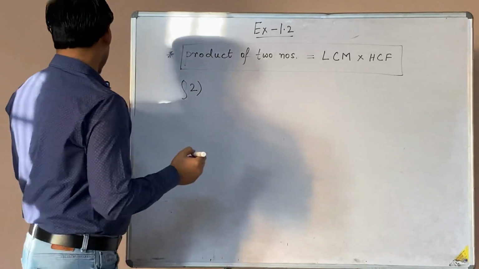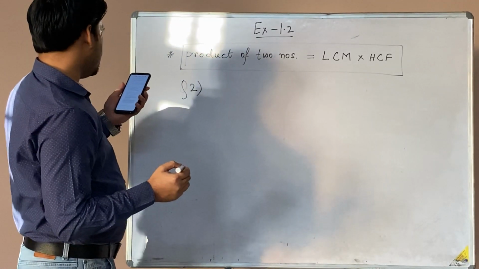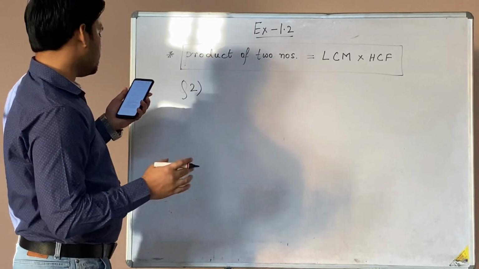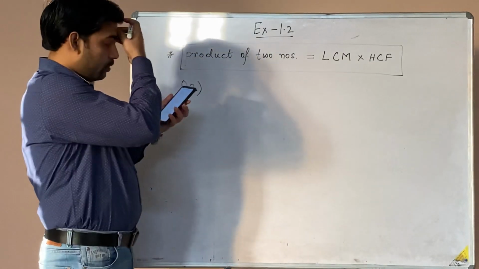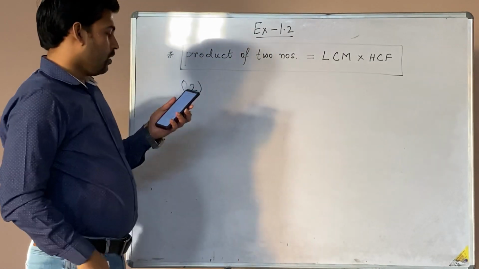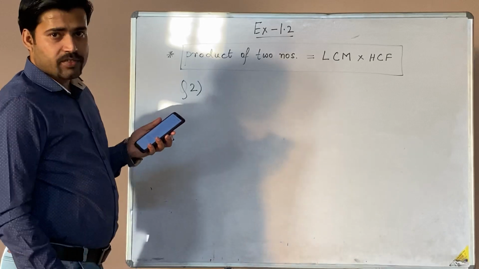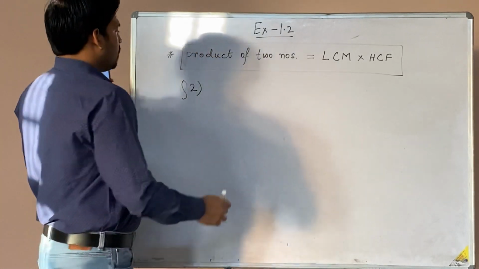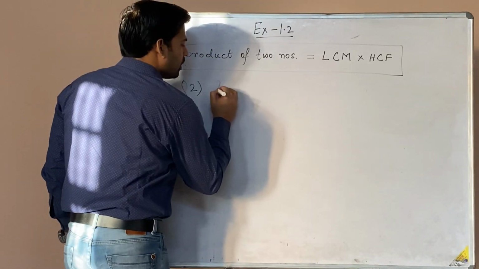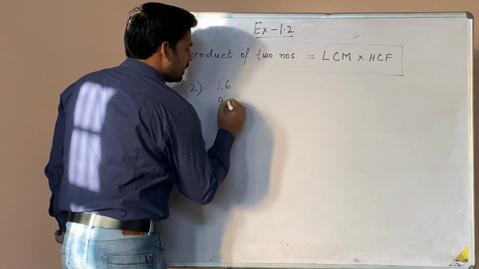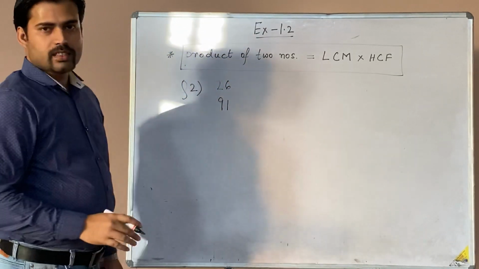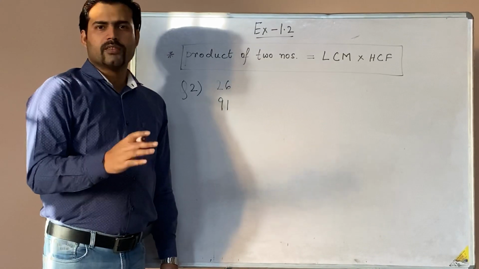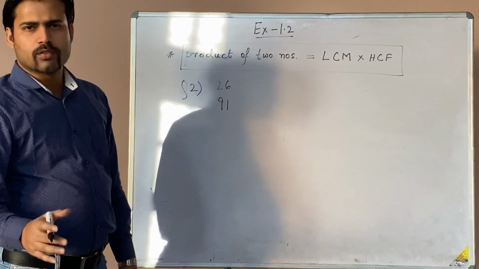Question number 2 states: find the LCM and HCF of the following integers, and afterwards you need to verify this theorem. So let us understand how to calculate HCF and how to calculate LCM. Suppose I am being given 26 and 91. So how to find out HCF? We have seen Euclid's division algorithm. By that method we can find out the HCF.